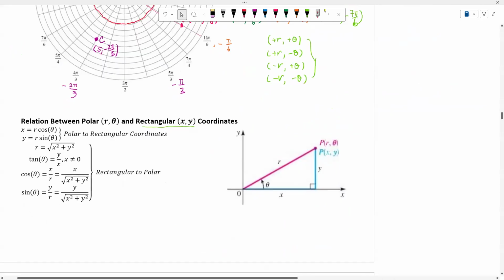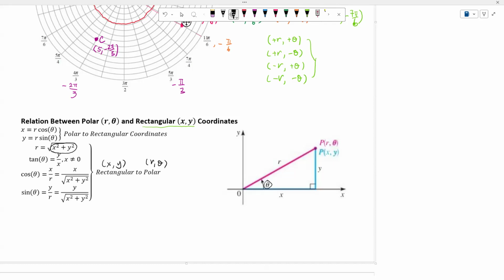Okay, so in general, if we have x and y and would like to convert it to r and theta, we could use r equal to the square root of x squared plus y squared. And then we could also use this angle right here to find the angle theta. We could use tangent of theta equals y over x.